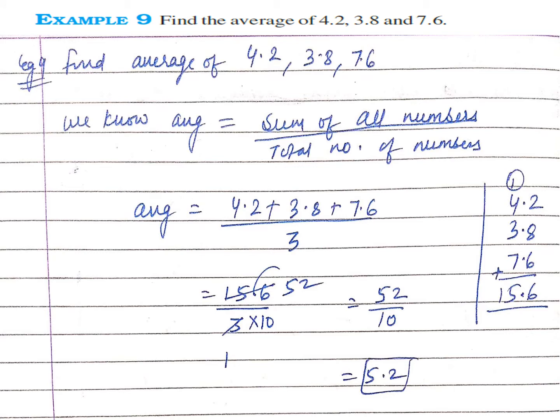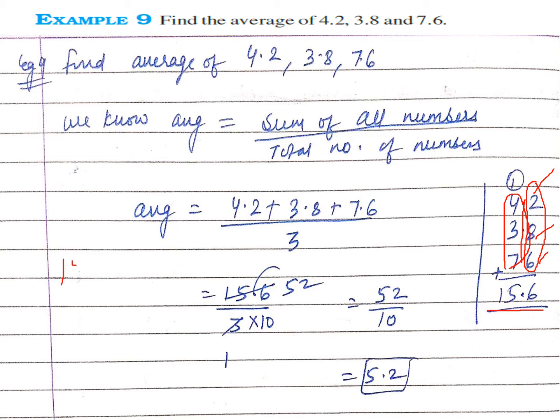So what I've done is 4.2 plus 3.8 plus 7.6. You have to observe that all the tenths are in a line, all decimals are in a line, and all the ones are in a line. Simply add them. 2 plus 8, 10, plus 6, 16, 1 is carried. 4 plus 3, 7, plus 7, 14, plus 1, 15. So 15.6 is the numerator upon 3.